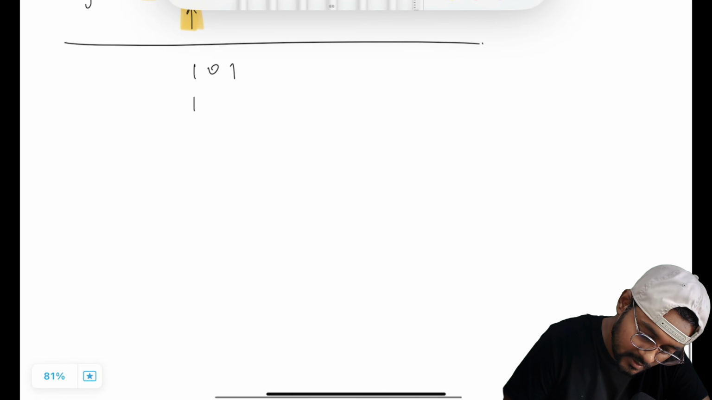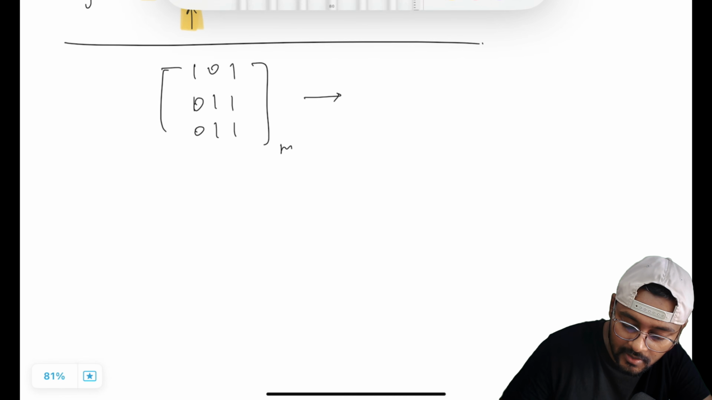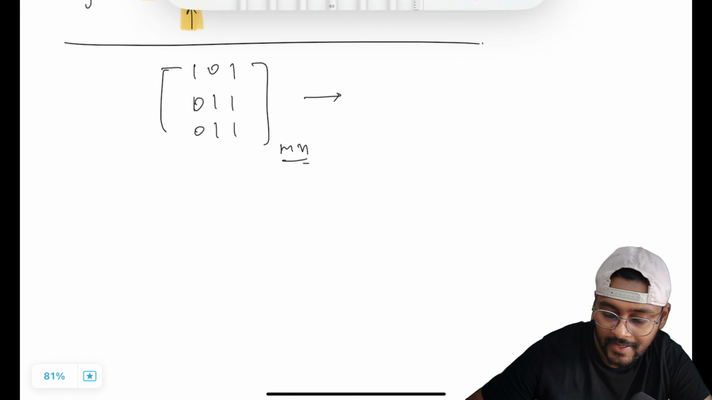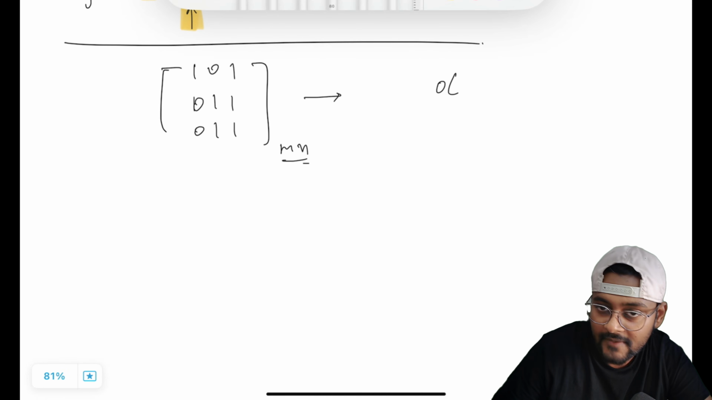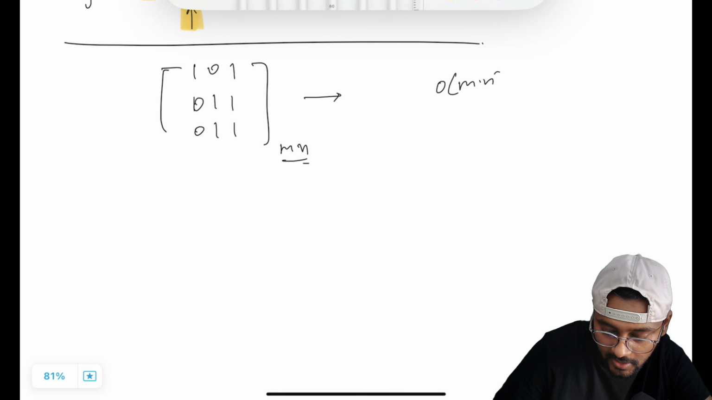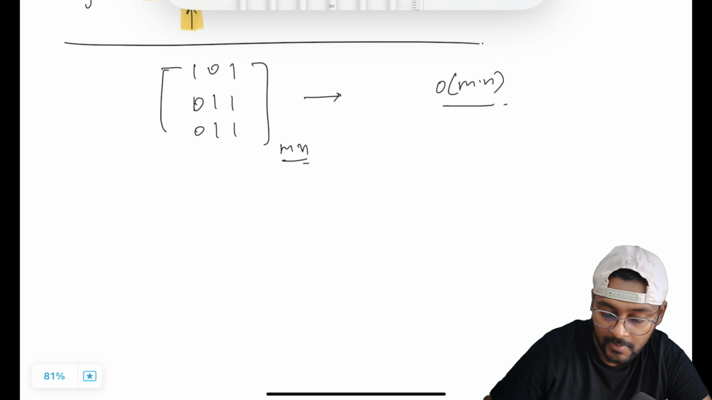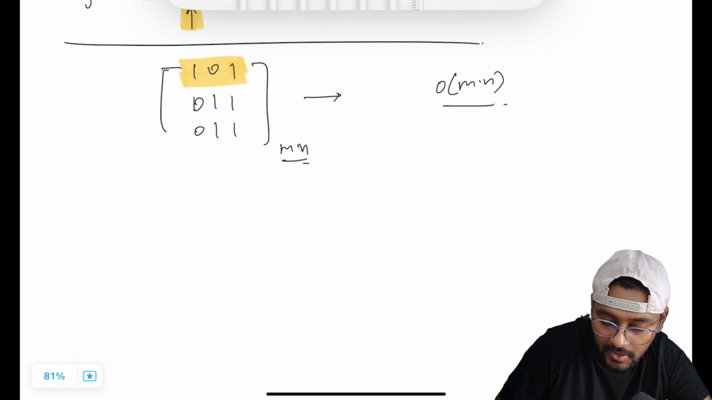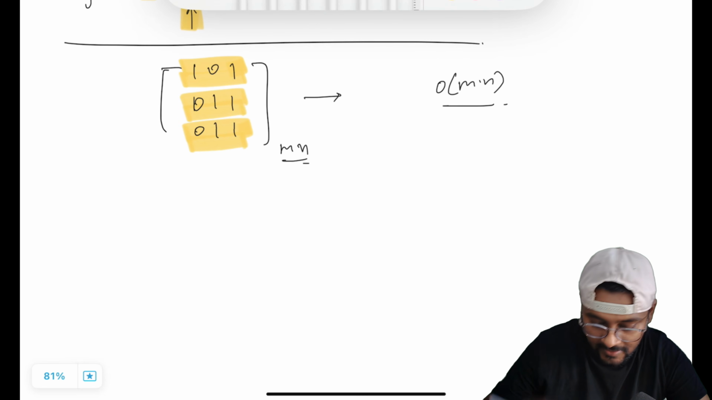1, 0, 1, 0, 1, 1, 0, 1, 1. First of all, we are making every single row independent. The size is order of m into n. If I am making every single row independent, it is m into n. But instead of making every single row independent at once, I will make one independent and then pass it to the function. Make it independent, pass to the function, make it independent, pass to the function.